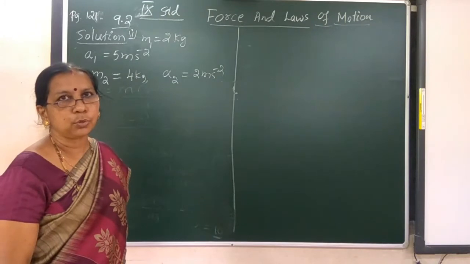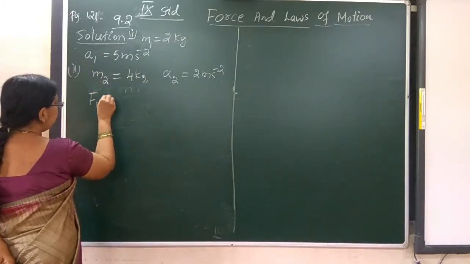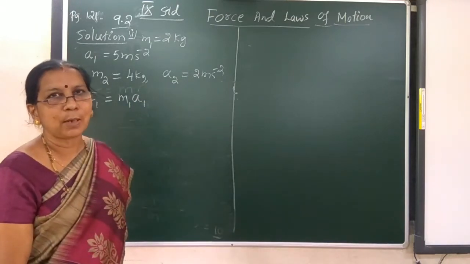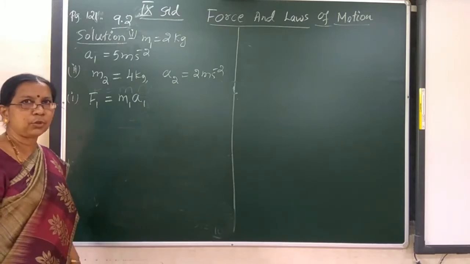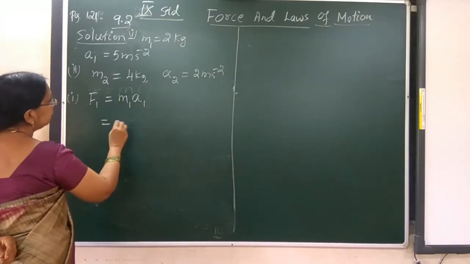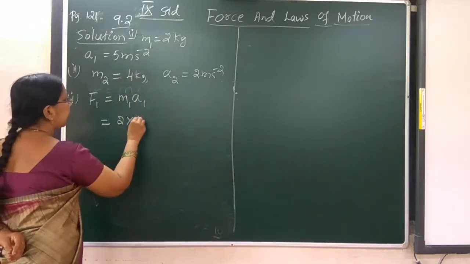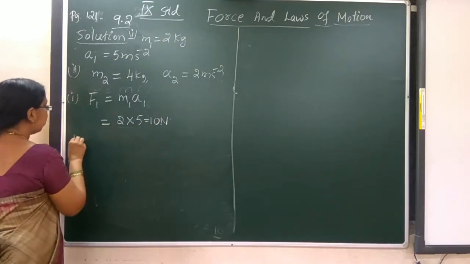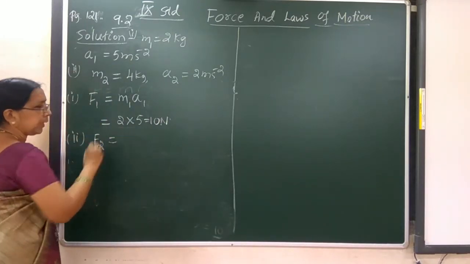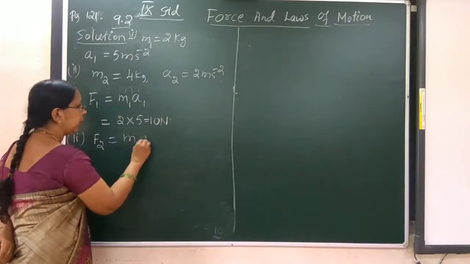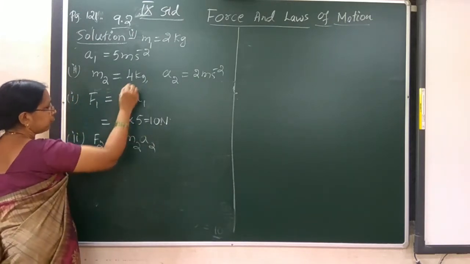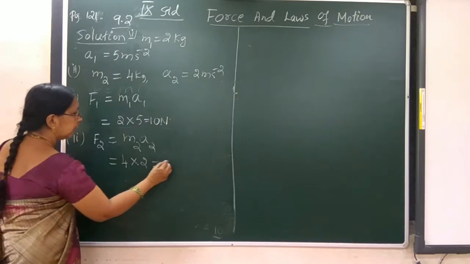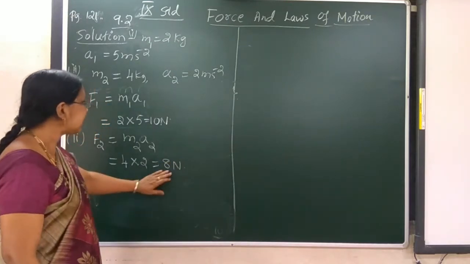Now let us find the magnitude of force in both the cases. You know that F is equal to M into A. Means F1 is equal to M1 into A1. So M1 is 2 kg into A1 is 5 meter per second square. That is 10 Newton. And for the second object, force applied F2 is equal to M2 into A2. So that is 4 kg into 2 meter per second square. That is equal to 8 Newton. So 8 Newton force is applied.